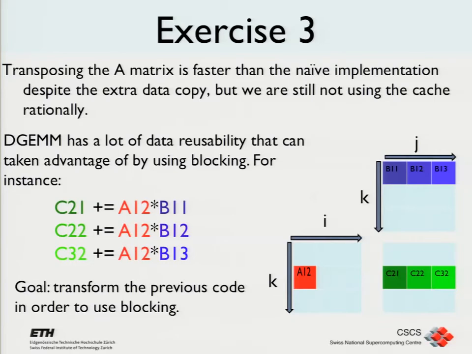Now, we transposed the matrix A, but we are still accessing data in a very inefficient way, meaning that since we are going through the K direction, we are multiplying this block by this block, then this block by this one, and when we need to compute those entries there, we reload this block to multiply it by another one.